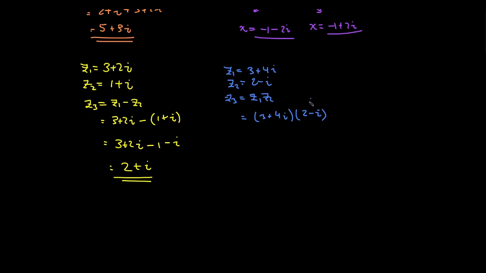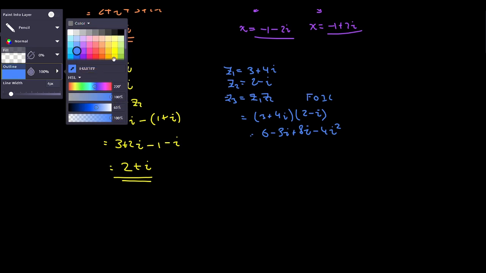And now we can kind of distribute this out, right, by FOIL. So first of all, the first terms, that's 3 times 2, that gives me 6. And the outer terms give me 3 times -i, that's -3i. Then the inner terms, 4i times 2 gives me 8i. And then the last terms give me 4i times -i, gives me -4i squared.